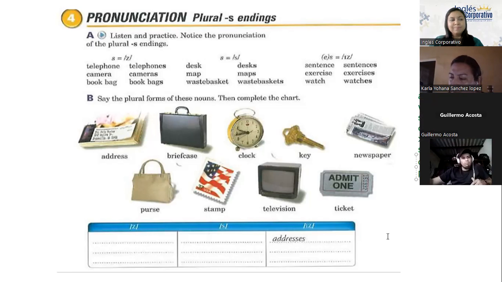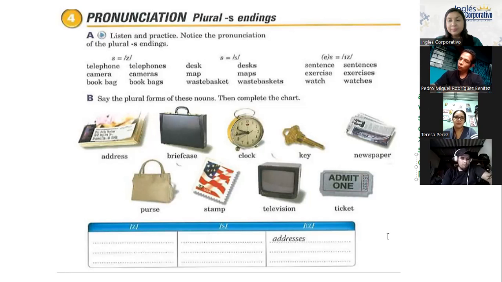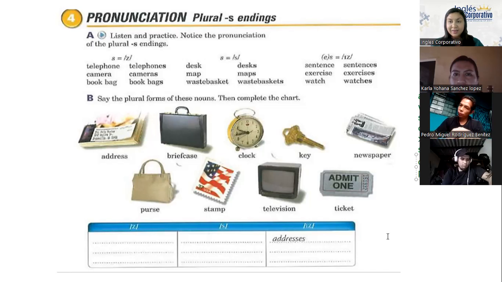Let me see. Tables. Teachers. Yes. Let's see, another word would be pens. Pen, lapicero, pen, pens, pictures, houses. Okay, good guys.